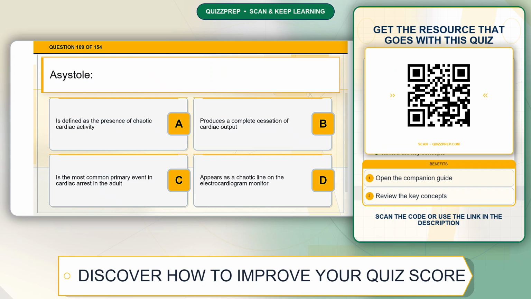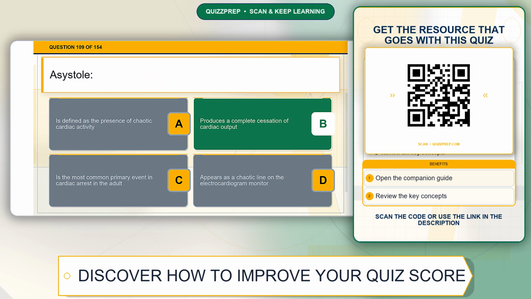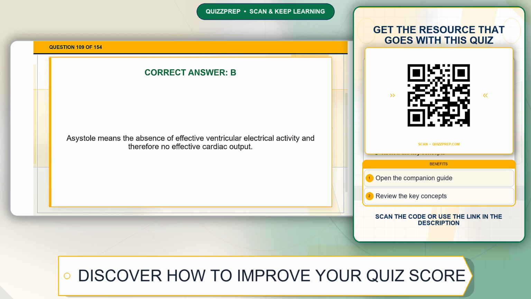Question 109. Asystole. Option A is defined as the presence of chaotic cardiac activity. Option B produces a complete cessation of cardiac output. Option C is the most common primary event in cardiac arrest in the adult. Option D appears as a chaotic line on the electrocardiogram monitor. The correct answer is option B, produces a complete cessation of cardiac output. Explanation. Asystole means the absence of effective ventricular electrical activity and therefore no effective cardiac output.